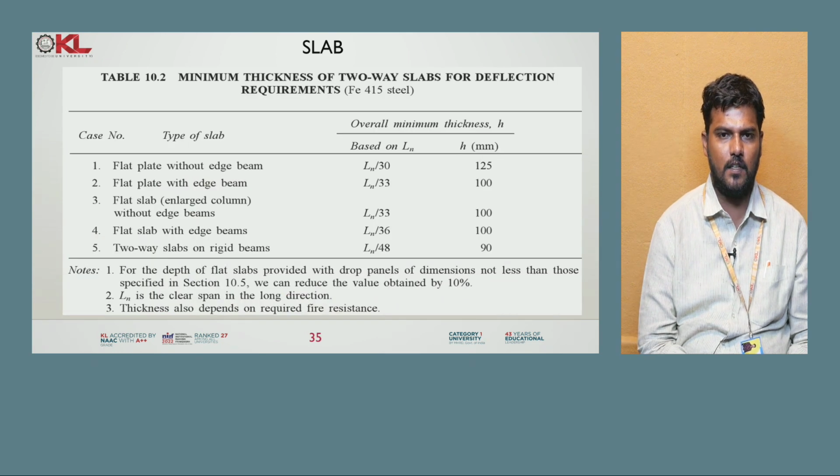Coming to the minimum thickness of two-way slabs for deflection requirements. For flat slab without edge beam, we should have ln/30 and thickness of 125 mm. Next, flat plate with edge beam, it is ln/33 with thickness h equal to 100 mm. Next, flat slab without edge beams, again ln/33 with h of 100 mm. Next, flat slab with edge beams, ln/36 with h of 100 mm. Two-way slabs on rigid beams, ln/48 with 90 mm.